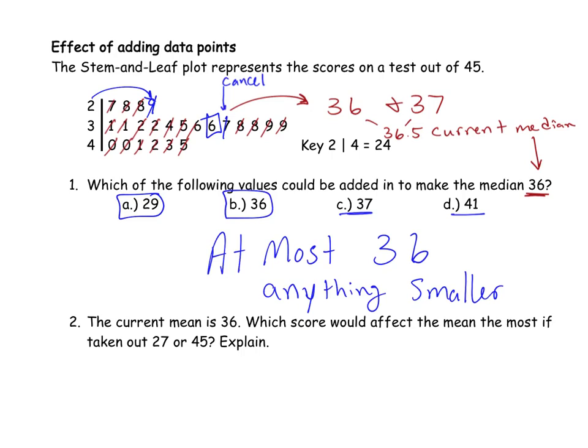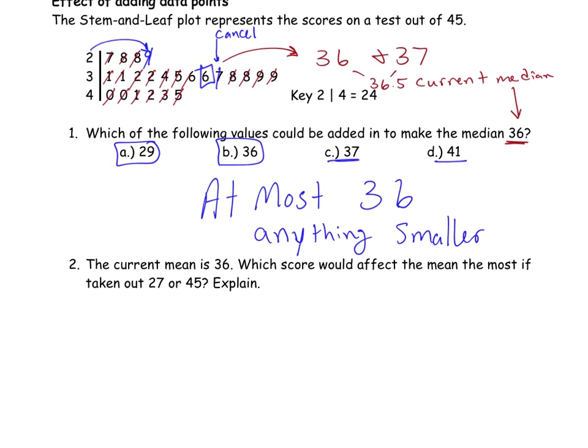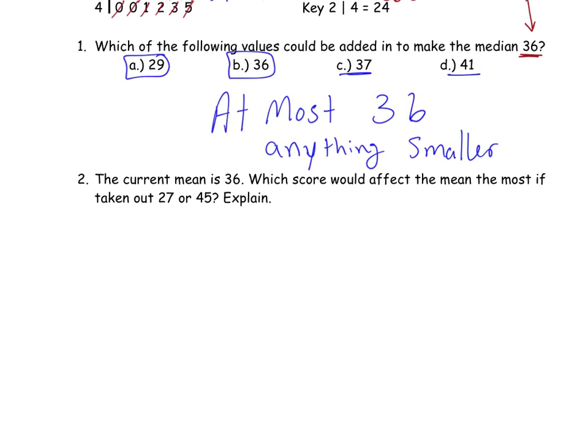Now, taking a look at the next one. It says the current mean is 36. Which score would affect the mean the most if taken out? 27 or 45?